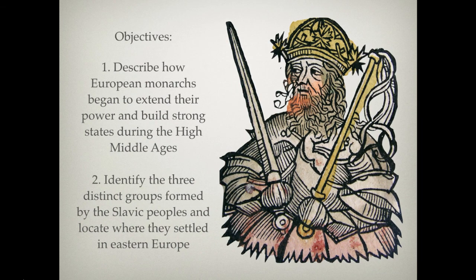The objectives were: 1. Describe how European monarchs began to extend their power and build strong states during the High Middle Ages. And 2. Identify the 3 distinct groups formed by the Slav peoples and locate where they settled in Eastern Europe.